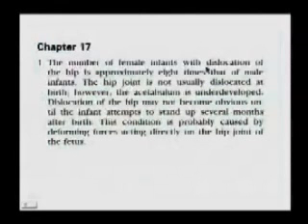So the number of female infants with dislocation of the hip is approximately 8 times that of male infants. The hip joint is not usually dislocated at birth. However, the acetabulum, within which the head of the femur fits, is underdeveloped, so it can slip out rather easily. This dislocation may not become obvious until the infant attempts to stand up several months after birth. And this condition is probably caused by deforming forces acting directly on the hip joint of the fetus.